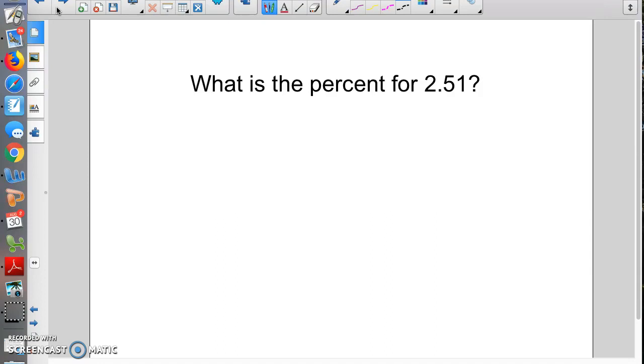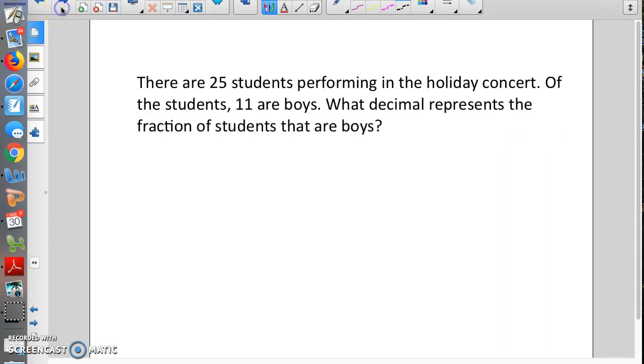With that one, the percentage of 2.51, you just move the decimal twice. It's not normal that you have over 100%, but it is possible. So that one would be 251%.